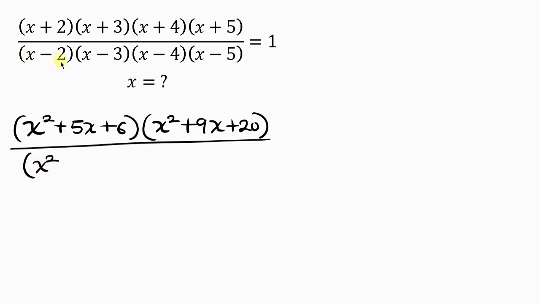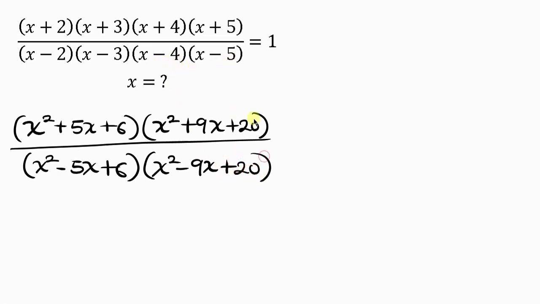Now minus 2 plus minus 3, that's minus 5x. And then minus 2 times minus 3 is plus 6, times. Now x times x is x squared. And minus 4 plus minus 5, that's minus 9x. And then minus 4 times minus 5 is plus 20. And this is equal to 1.